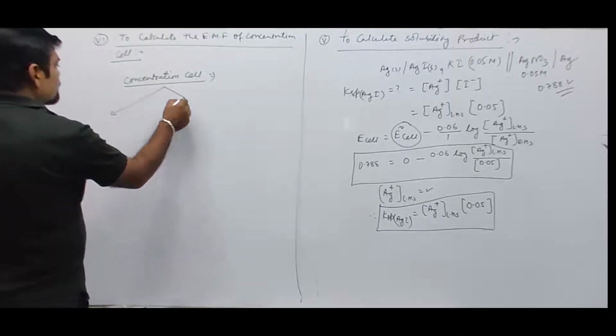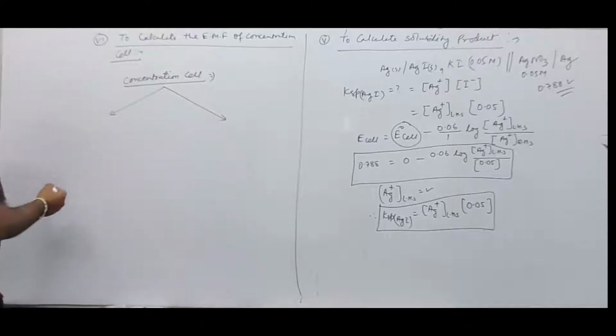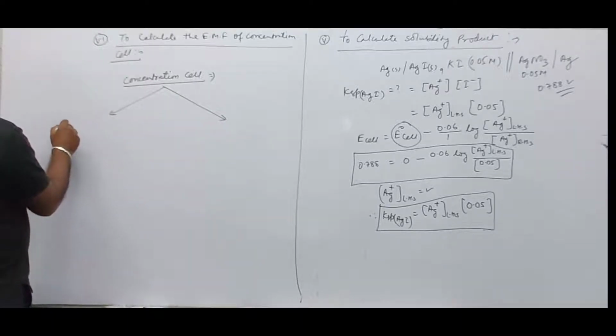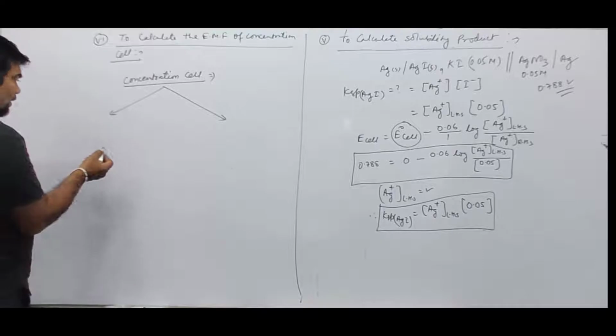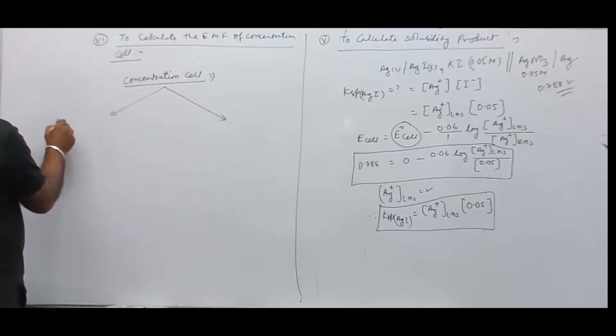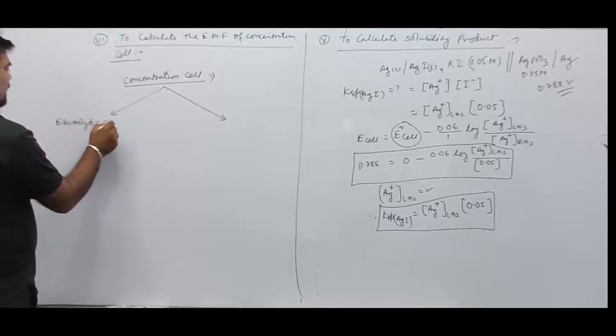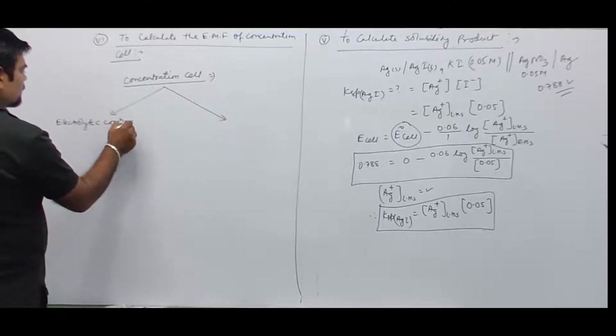A concentration cell is of two types. One is the concentration cell where electrolytic concentrations are different.